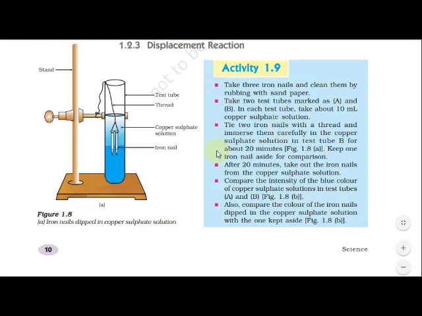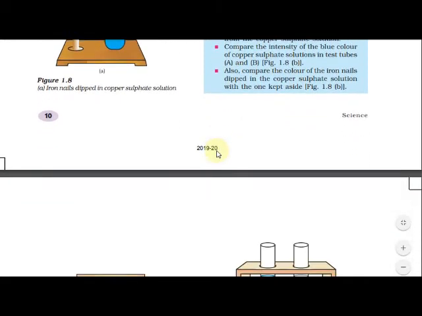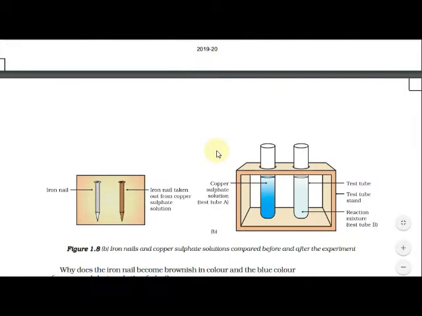What will you see in this reaction? Here, 2 nails are given. The first nail is the one which was kept aside and the other one was dipped into the copper sulfate solution. So the iron nail taken out from the copper sulfate solution, you have seen this, and this is the original iron nail. If you compare both the nails, you will see that a reddish colored substance is present on the iron nail.